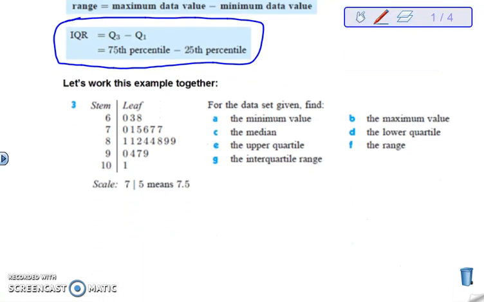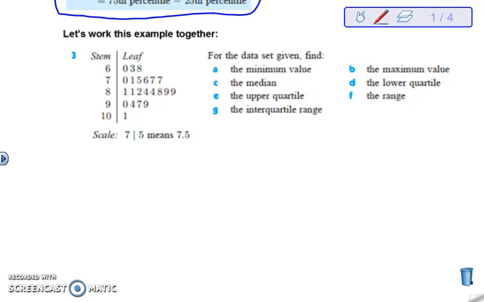So basically think of it like we're taking our data, splitting it into 4 sections, and the crossover points for each of those 4 sections are quartiles. The median, therefore, being the second quartile.